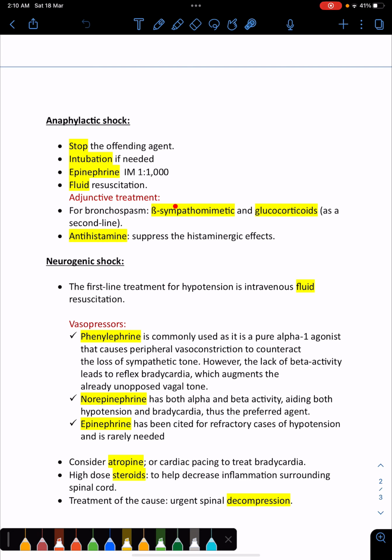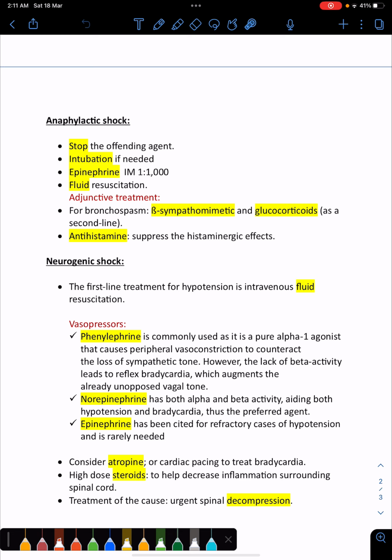Okay, the adjunctive treatments. For bronchospasm, we do give beta sympathomimetics, and glucocorticoids as second line. So why do we give beta sympathomimetics? Because those sorts of drugs help the patient dilate the bronchi, which helps them breathe effectively. That's why we give beta sympathomimetics, or beta 2 agonists, for those bronchospasm patients.